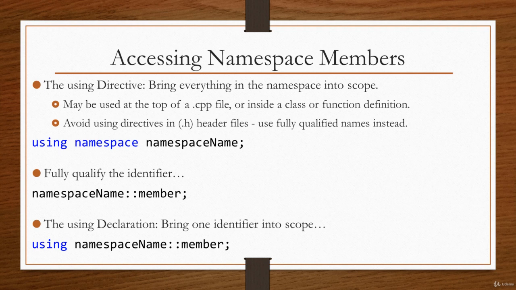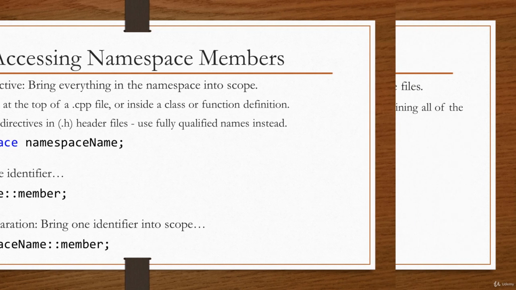Then you can also fully qualify the identifier, so you can do the namespace name, the scope resolution operator, and then the member. Then the using declaration is going to bring one identifier into scope. You do the using keyword followed by the namespace name, the scope resolution operator, and the member, or the identifier, ending off with a semicolon.